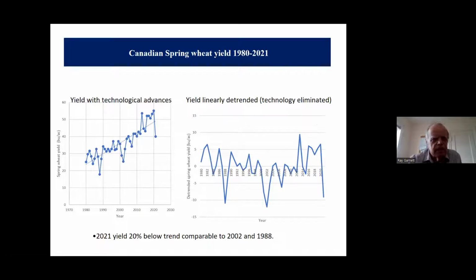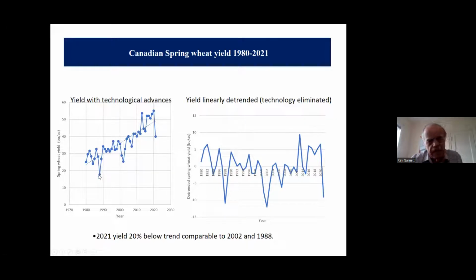So this, and spring wheat yield and rapeseed yield for that matter, is a proxy for climate. And you can see that 2021 was extreme. It was a 20% crop off the trend yields. And you could probably compare it to 2002 and back in 1988. Those are also very extreme droughts.